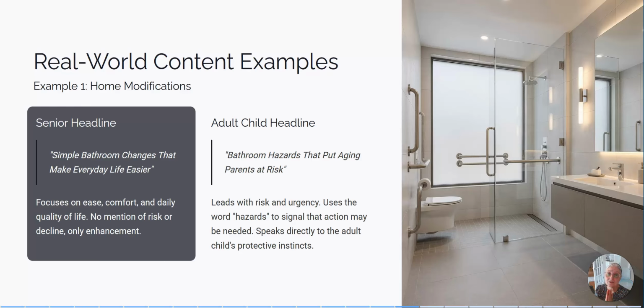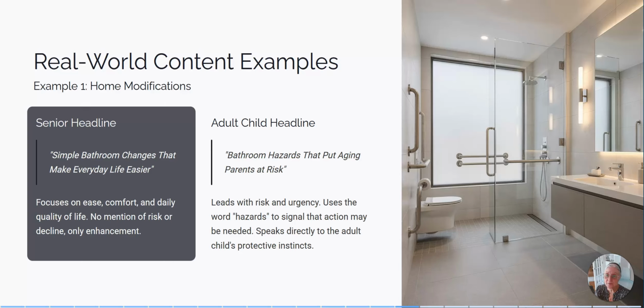All right, so here's some real world content examples that I thought might help you out with this. A senior headline for an article might be simple bathroom changes that make everyday life easier. So here you're talking about their dignity, about their independence, and how to make life a little easier. It's like looking up an article on an easy way to keep your house cleaner, something like that.